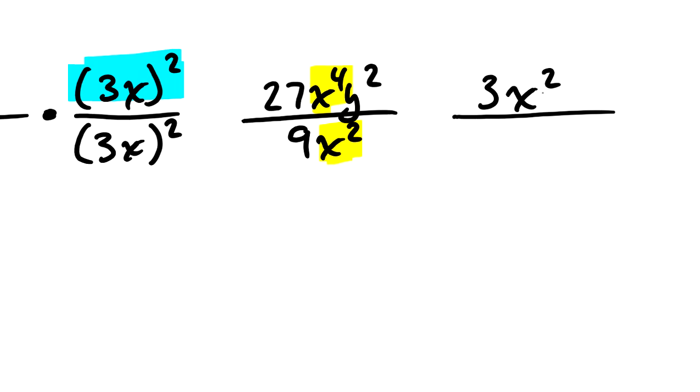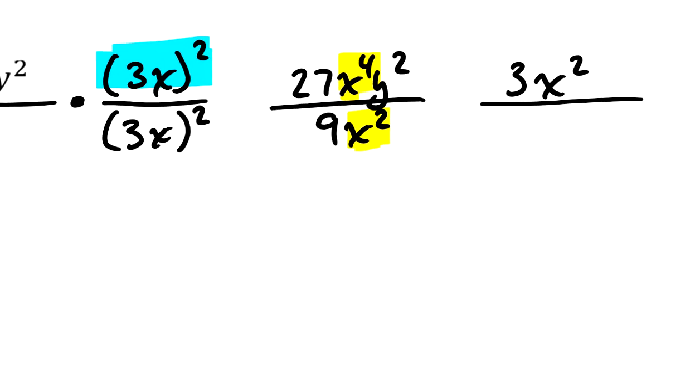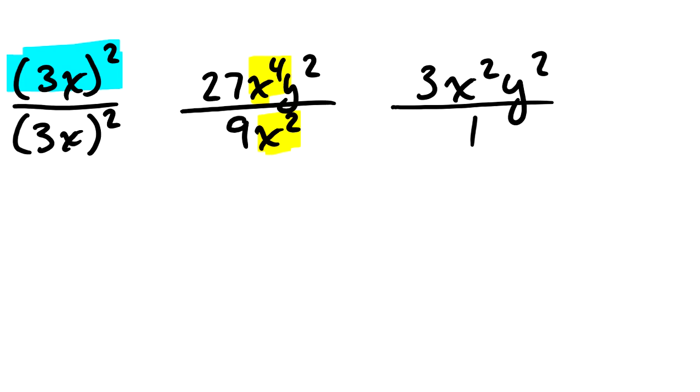There's just 2 factors of x left over in the numerator. And then finally, I've got a y squared left over in the numerator, so I'll just copy that down. So if you look at what we're left with here, we end up with an answer of 3x squared y squared. So I'd probably write it like this, 3x squared y squared.